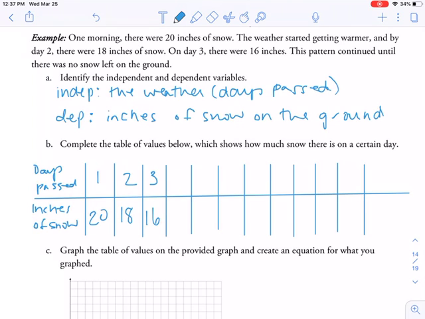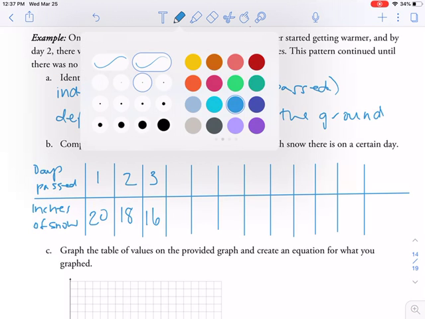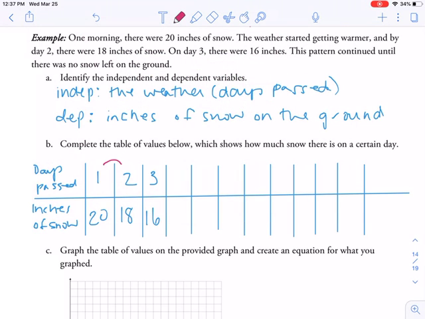Okay, well, that's close enough anyways. All right, so if we take a look here, we have a +1 pattern going on with the days that have passed, right? Which makes sense because the days increase just 1 by 1. And the snow is decreasing by 2, so -2, right?